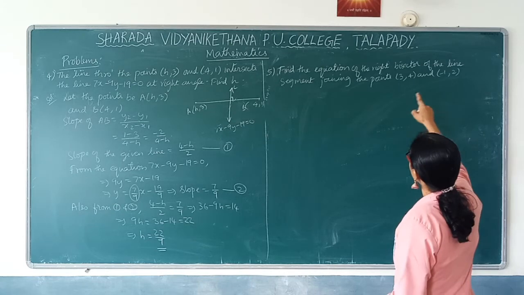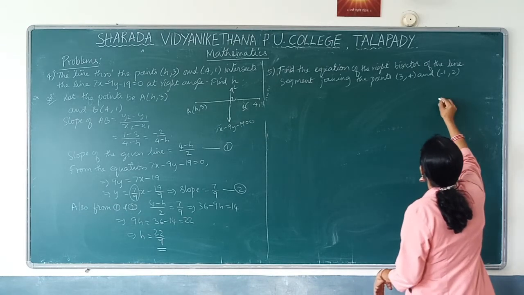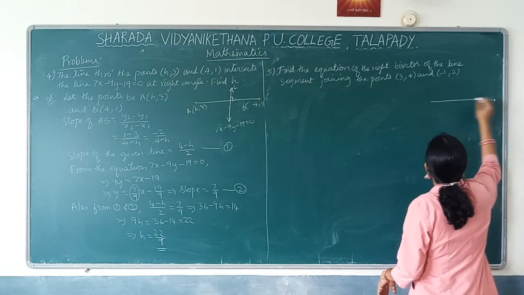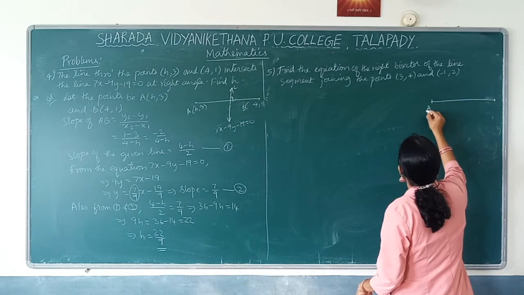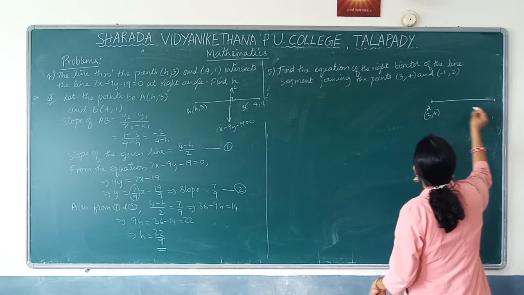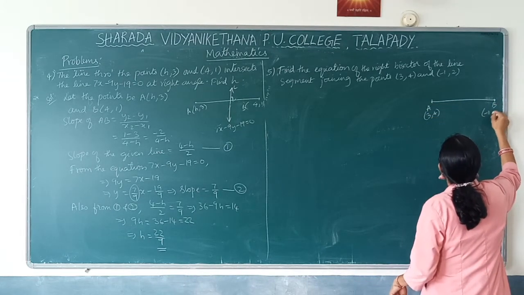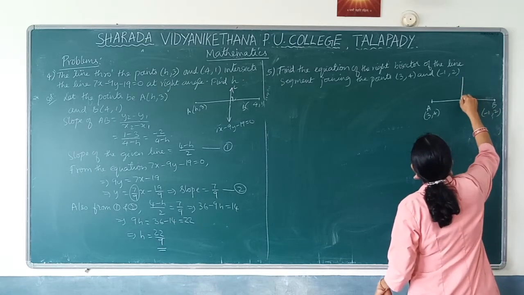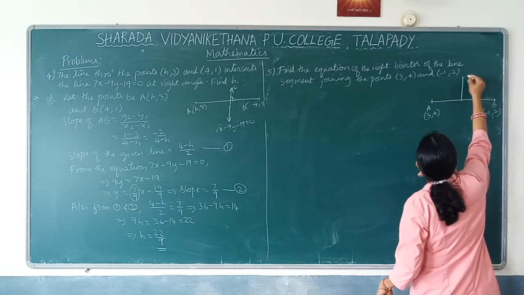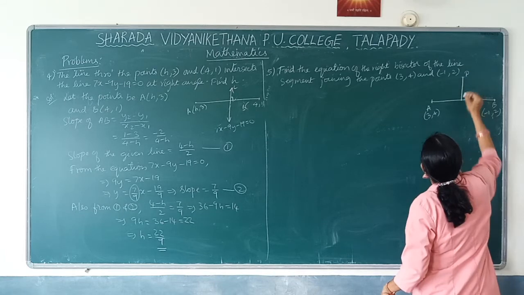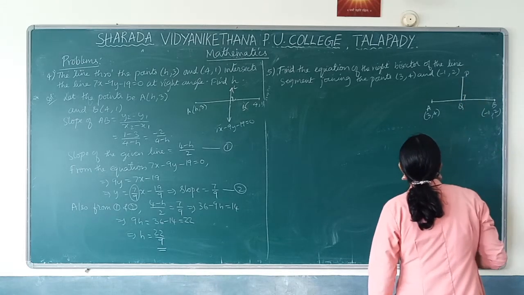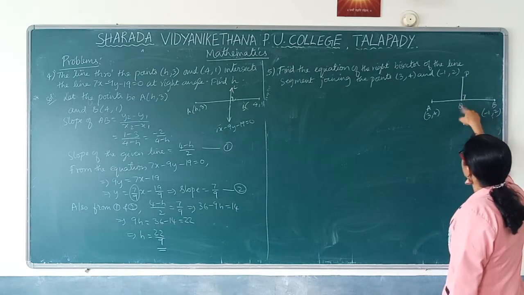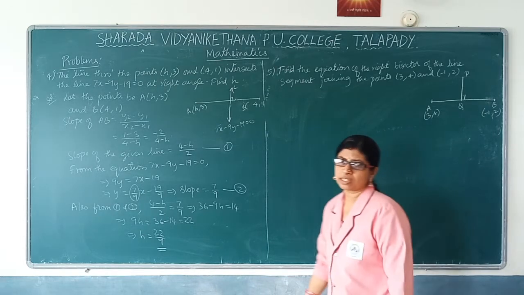Find the equation of the right bisector of the line segment joining the points. So here there is a line segment. Suppose I am naming it as A of 3, 4 and B of minus 1, 2. We have to find the equation of this right bisector, say PQ. Okay, PQ is bisecting AB. So in both the ways it is beneficial.